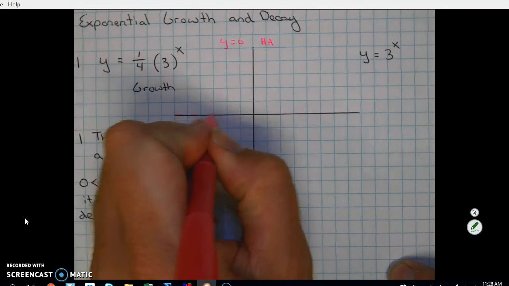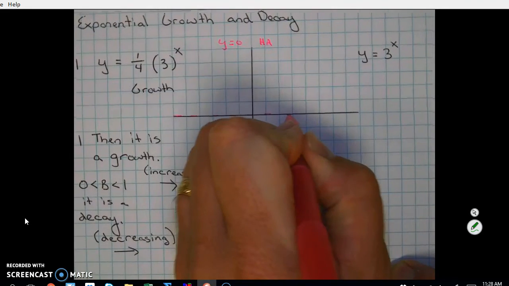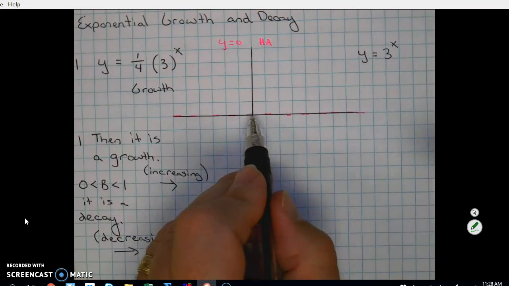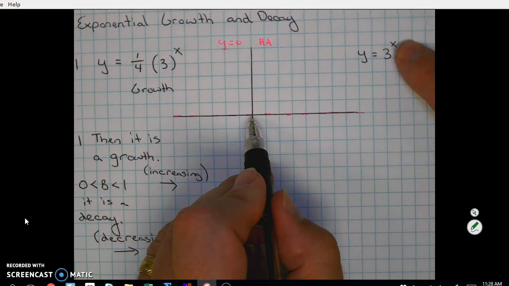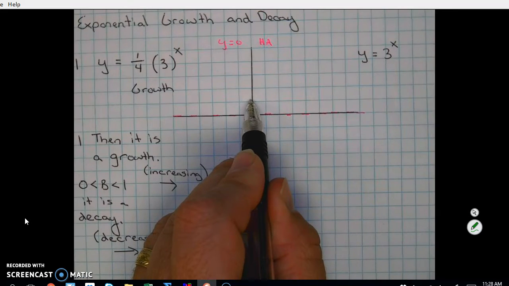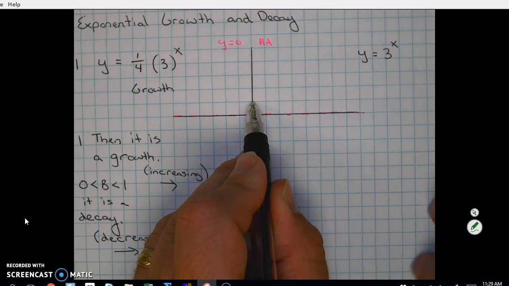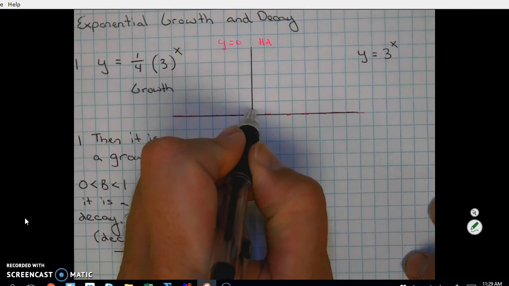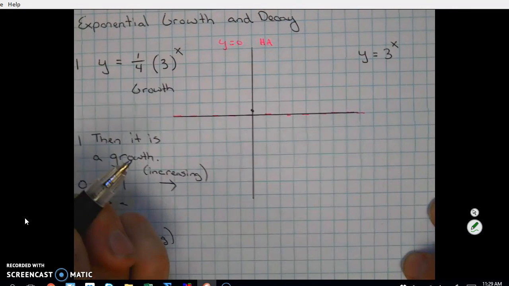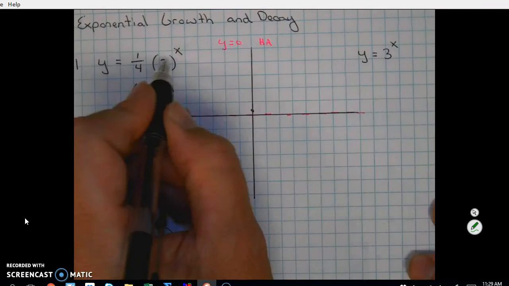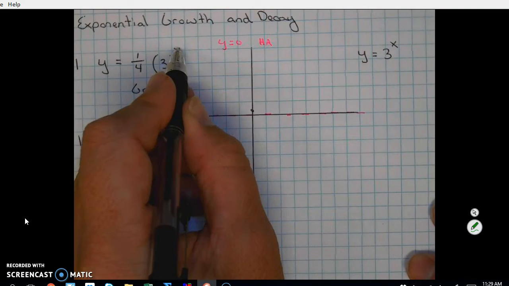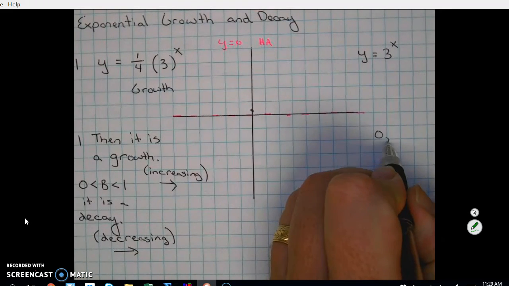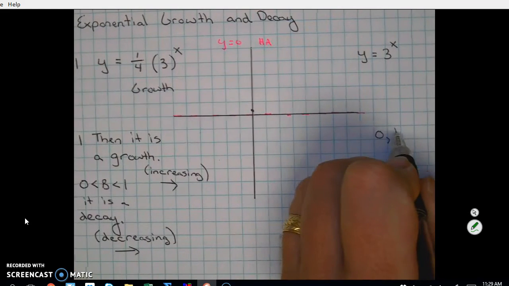Using a dashed line. Now, if I plug 0 in here, 3 to the 0 power is 1. So my first point would be at 0, 1. But I have to multiply that times a fourth because there's a compression. So it's going to be 1/4. So when we input a 0 in here, this is 1, and 1 times a fourth is a fourth. So when x is 0, y is a fourth.